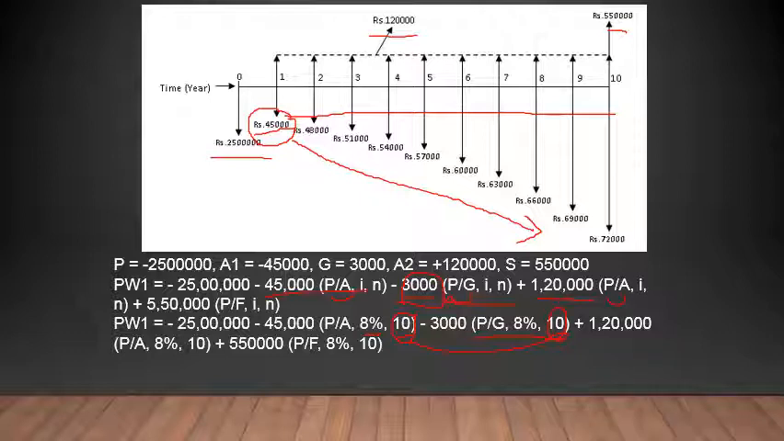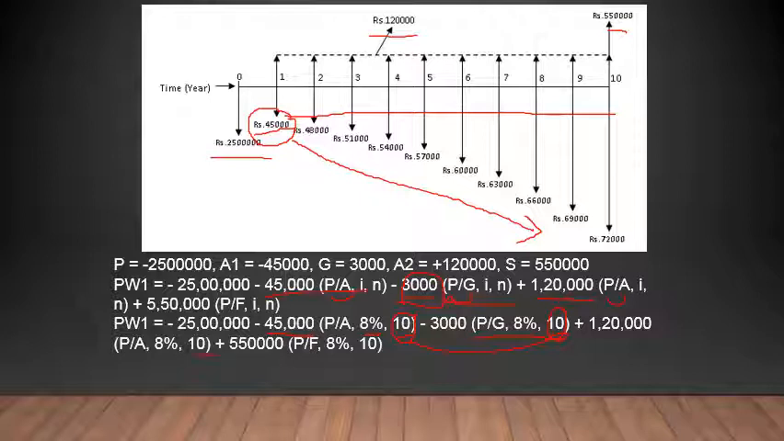Is that point clear to you? Since 45,000 or the first year flow is a part of the entire gradient flow, whatever the n value you put for A, you use the same n value for G also. So here I have used the n value as 10 because there are 10 number of flows. So I will use the same n value 10 for the P by G factor also. And 1,20,000, there is no doubt here because there are 10 number of flows. I will use n as 10.